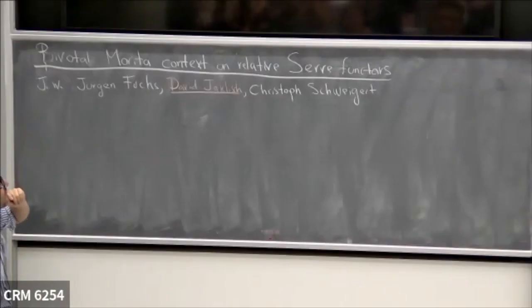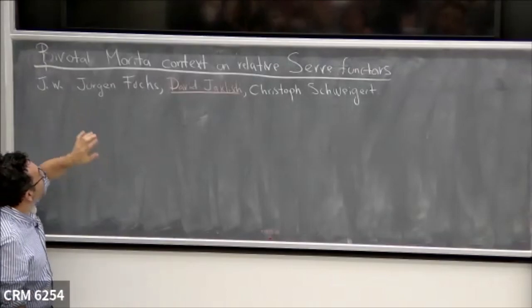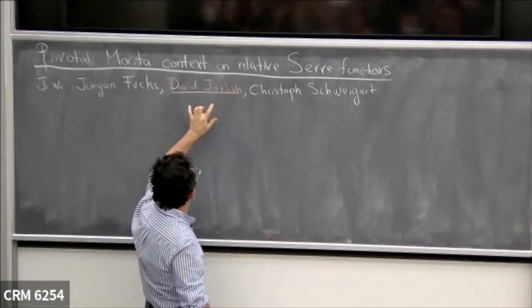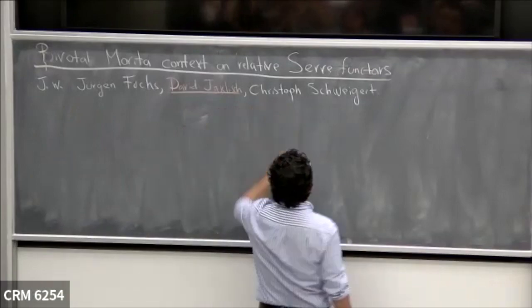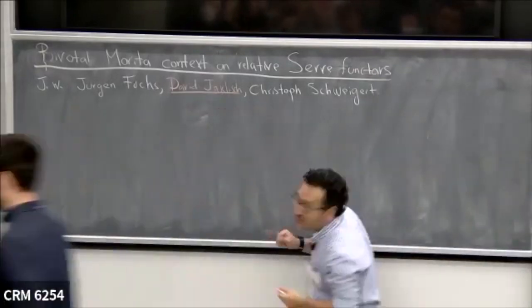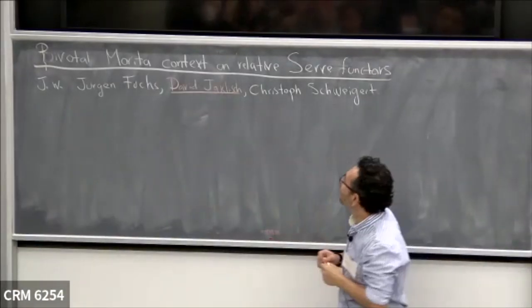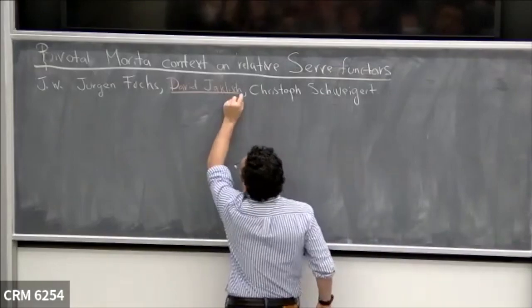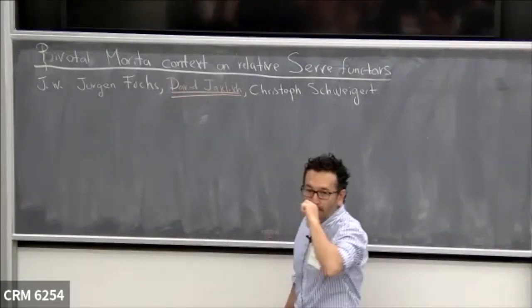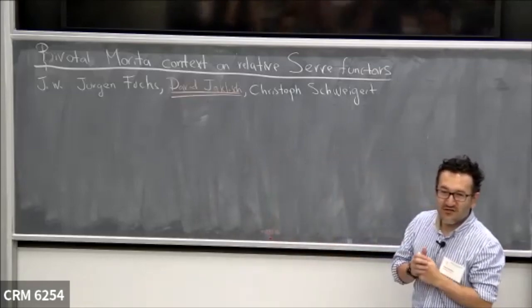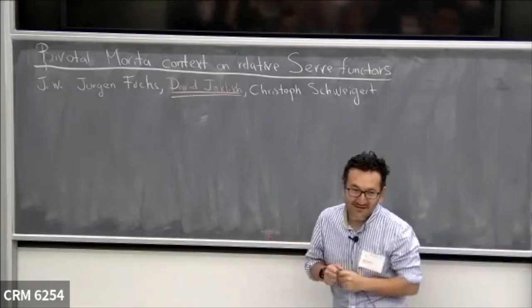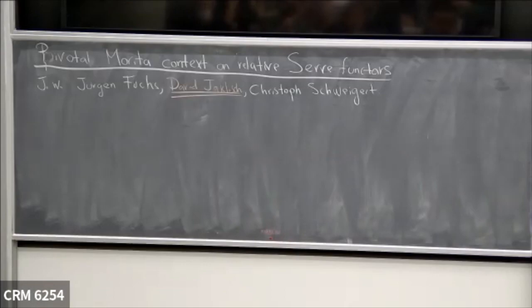Okay, well, I want to talk about pivotal Morita context and relative Serre functors. This is joint work with Jürgen Fuchs, David Jaklitsch, and Christoph Schweigert. Jürgen and Christoph are here, so you can also ask them. And David is a PhD student at Hamburg University, and he's finishing soon, so he's an excellent candidate for a postdoc.